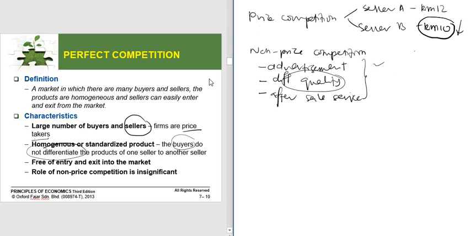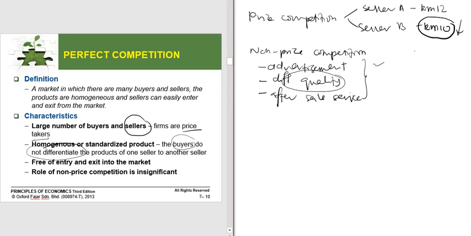Consumers cannot differentiate their product unless you are selling products of different types. If you are in monopolistic competition, you have different brands, different quality and so on. That is where non-price competition plays a bigger role. But in this perfect competition market, non-price competition is not going to work.